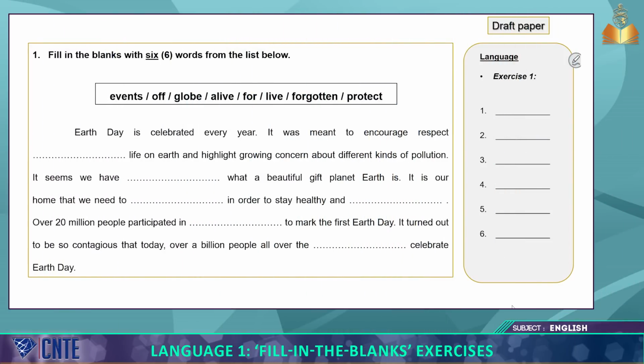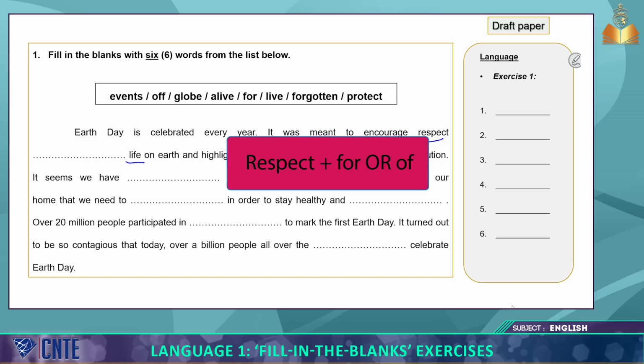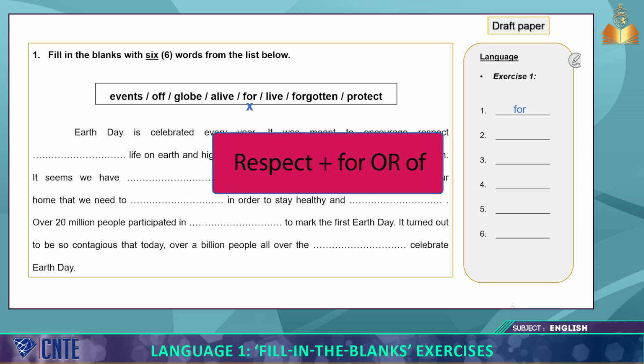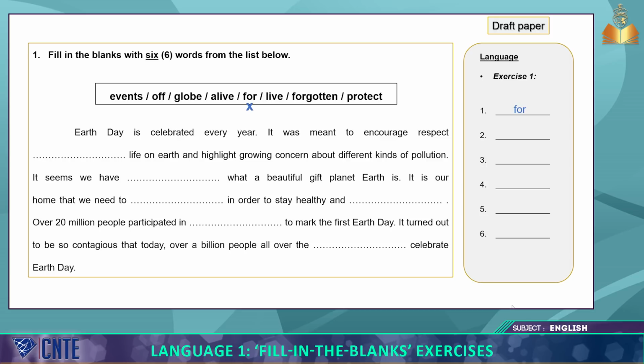As you can see on the screen, the first gap separates a noun, which is respect, from another noun, which is life. We know that after respect, we can have the preposition of or for. In the list, there is the preposition for. So, this can be the right answer. Let's read the sentence using it. It was meant to encourage respect for life on Earth. It makes sense. We'll keep this as our answer on the rough paper.